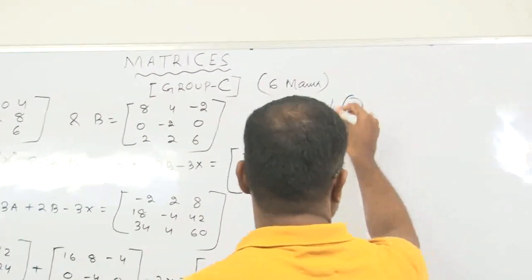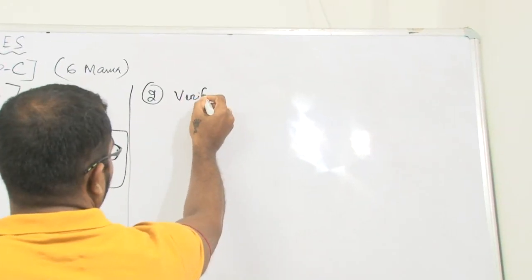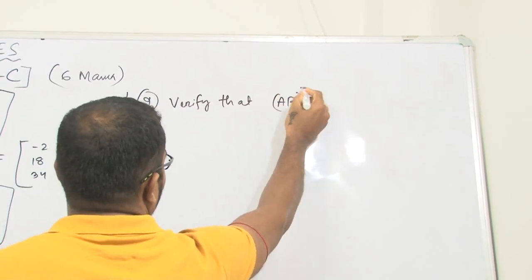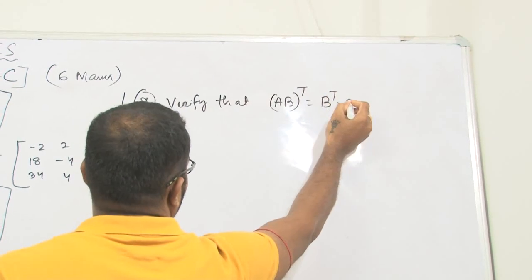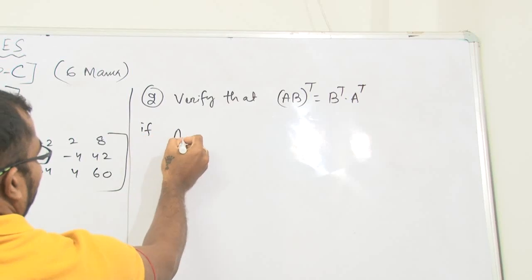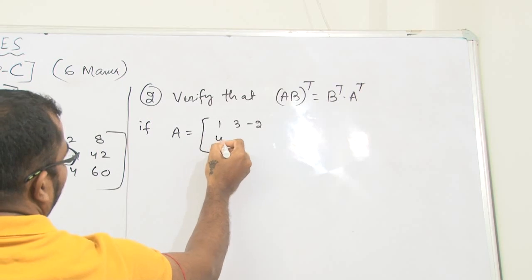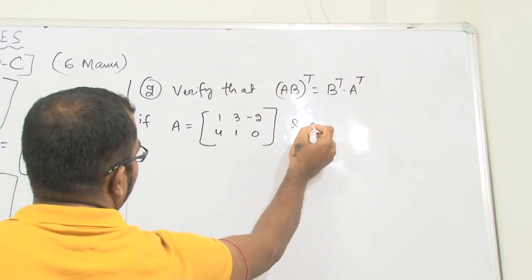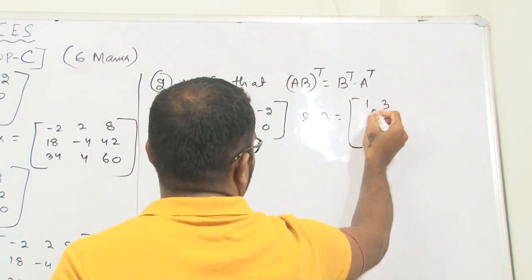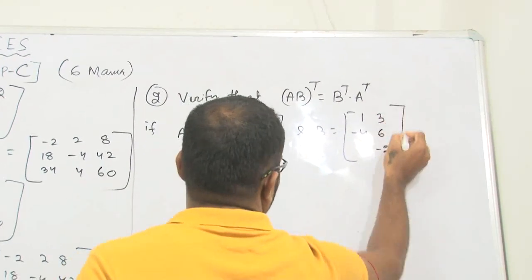Here is question number 2. To work out, verify that the transpose of AB is equal to the transpose of B into the transpose of A. If A is equal to 1, 3, minus 2, 4, 1, 0, and B is equal to 1, 3, minus 4, 6, 0, minus 2.